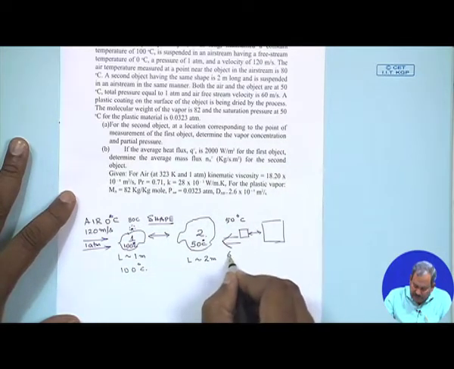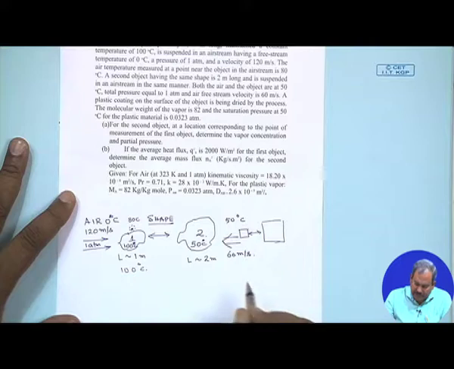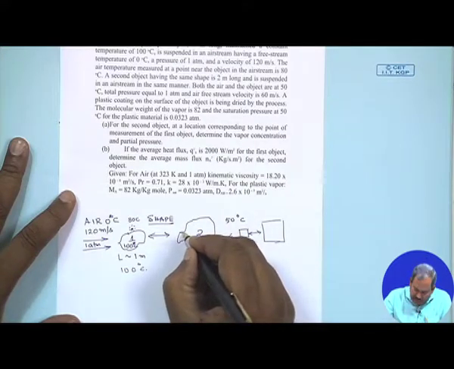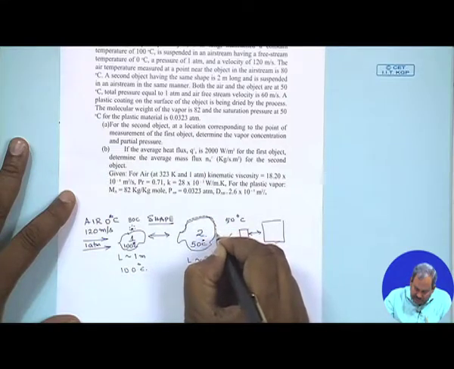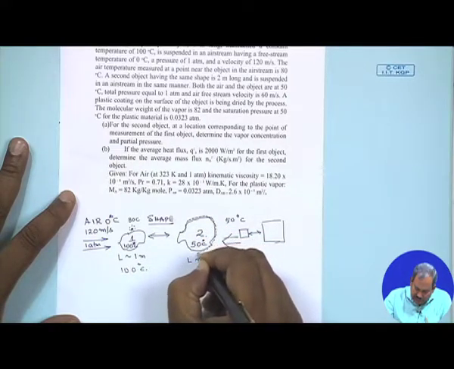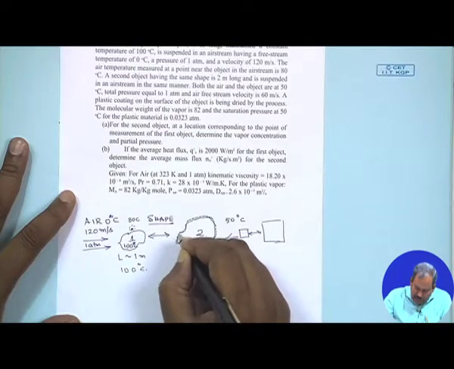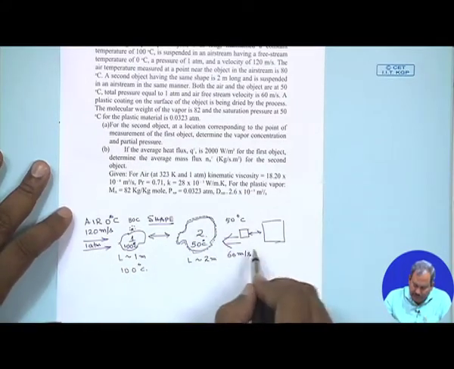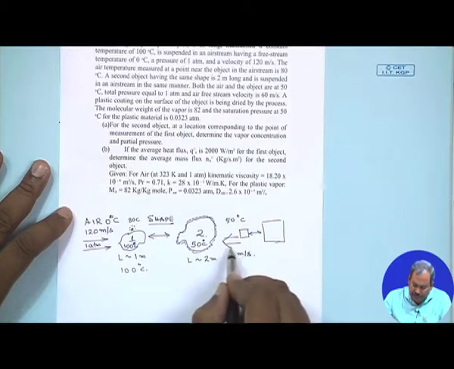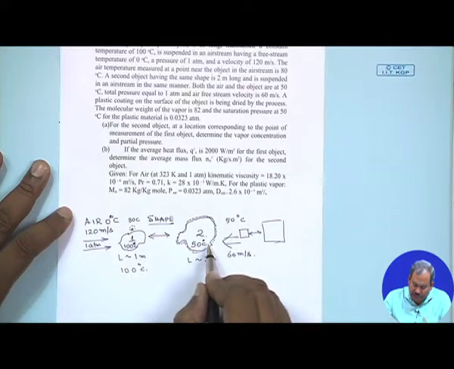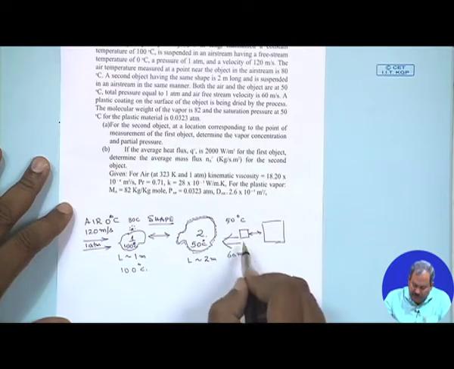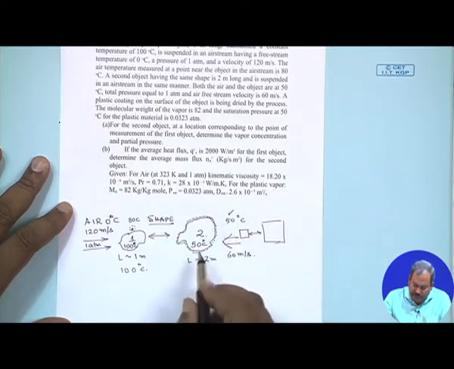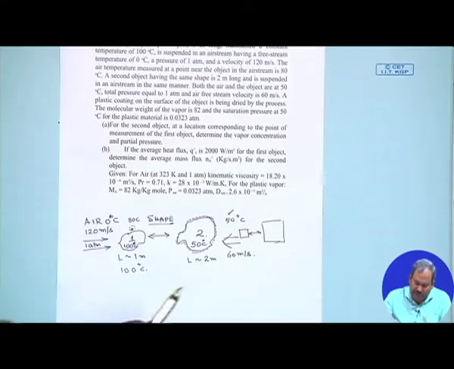The airstream velocity here is 60 meter per second, and you have a thin plastic coating on the surface that you are drying by putting the flow of air on object 2. So, this plastic coating is to be dried by passing air which is at 50 degrees centigrade. The temperature of the object is also 50 degrees centigrade.